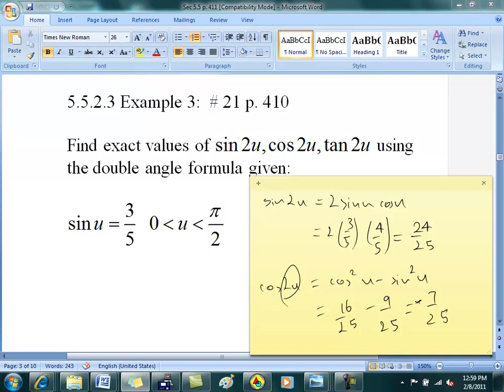U is between 0 and pi over 2. We are looking at 2u as the angle. You want the cosine of twice that angle. Yeah, so you need to find what u is. How are you going to find u? Yes. Sorry? Where does it tell you what sine it is?